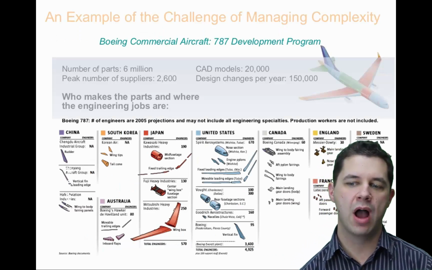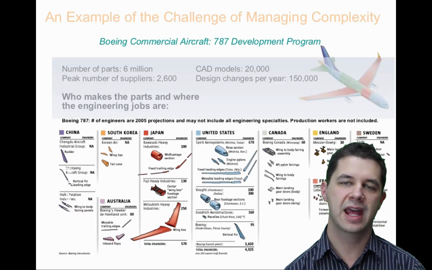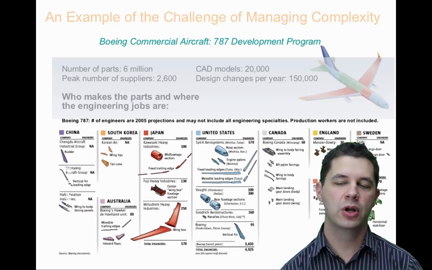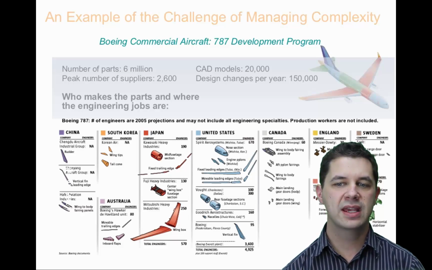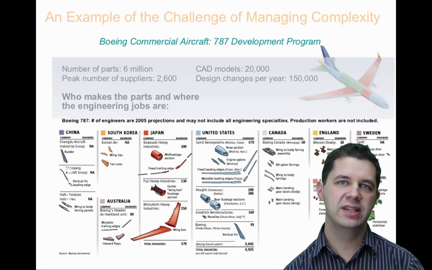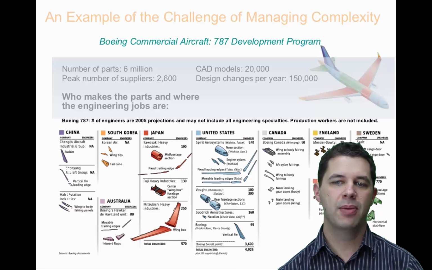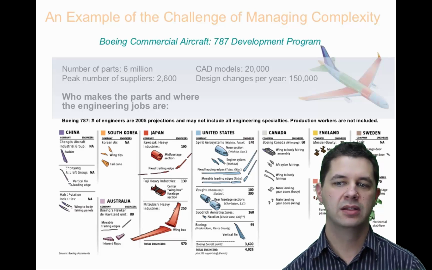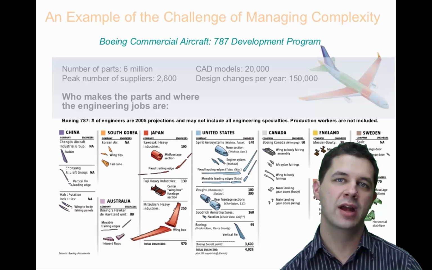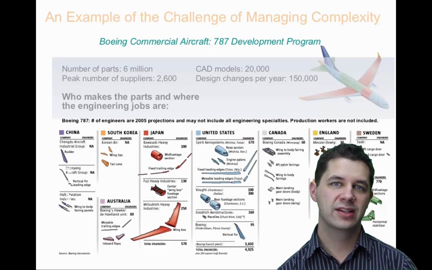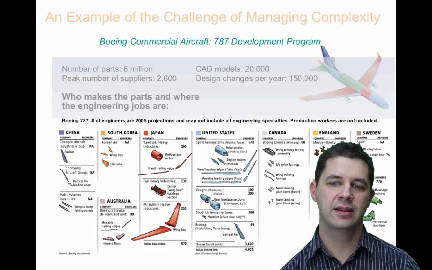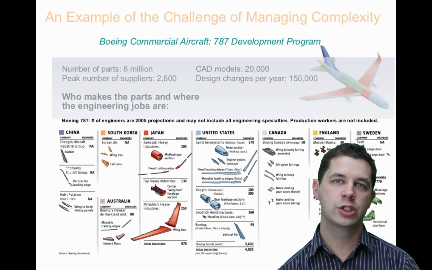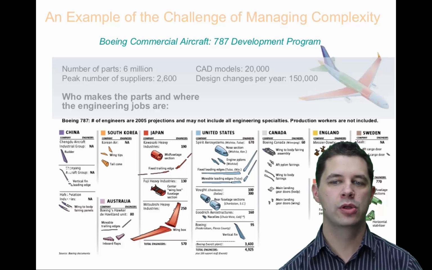Here's one example of why we need this sort of software, taken from the Seattle Times. Here we have the Boeing 787 and the development program for this aircraft. We see that there were 20,000 CAD models involved, 6 million parts, and over 2,500 suppliers being supplied. And we're talking about 150,000 design changes per year. So when things change, we need to document all of that, and it needs to be very clear and concise, so we know why it's changed, what's changed, how it's changed, all those sorts of things.